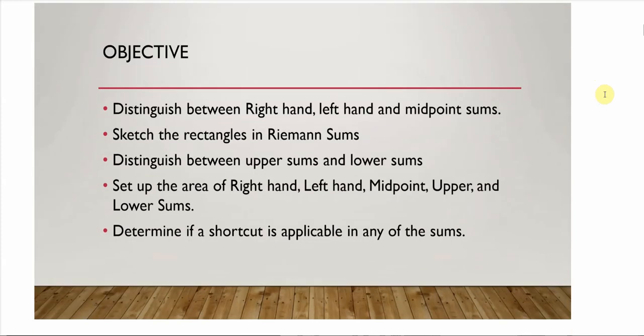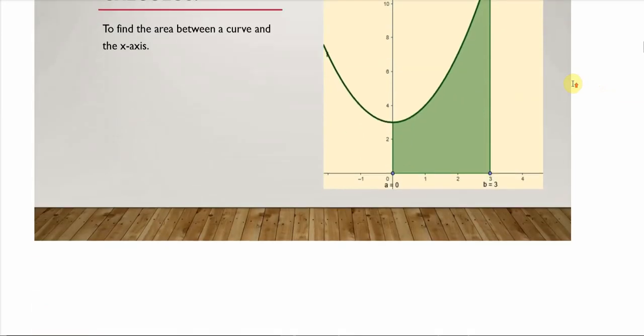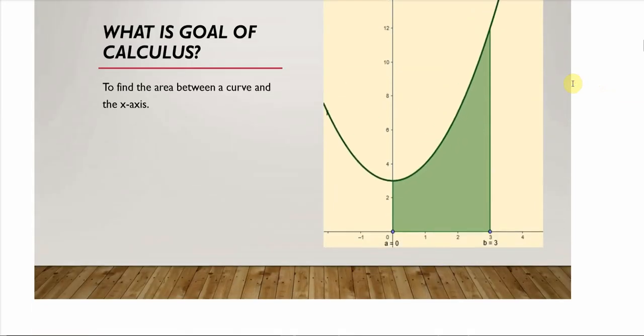What's the objective? To distinguish between right hand, left hand, and midpoint sums, sketch the rectangles in Riemann sums, distinguish between upper sums and lower sums, set up the area of the right hand, left hand, midpoint, upper, and lower sums, and determine if a shortcut is applicable in any of these sums. Okay, so this is the goal of calculus.